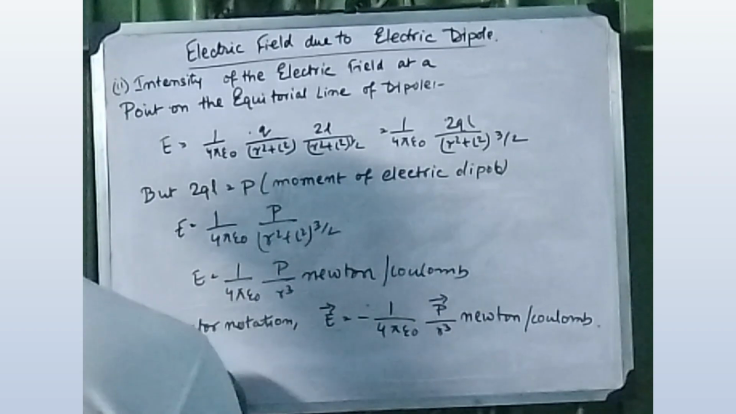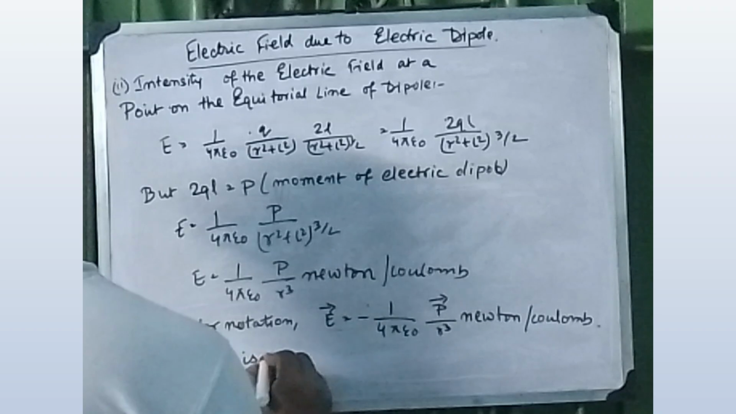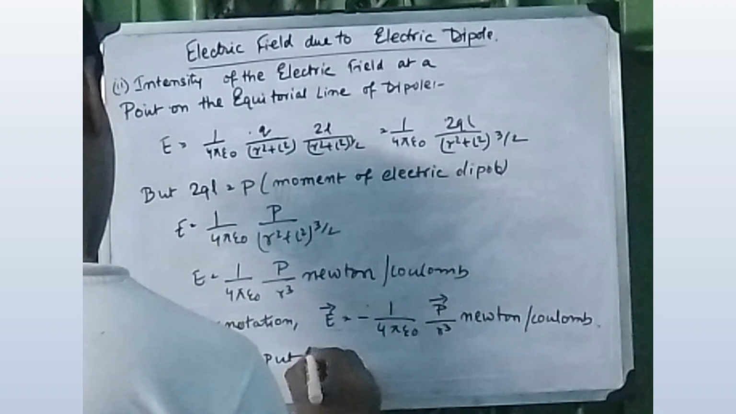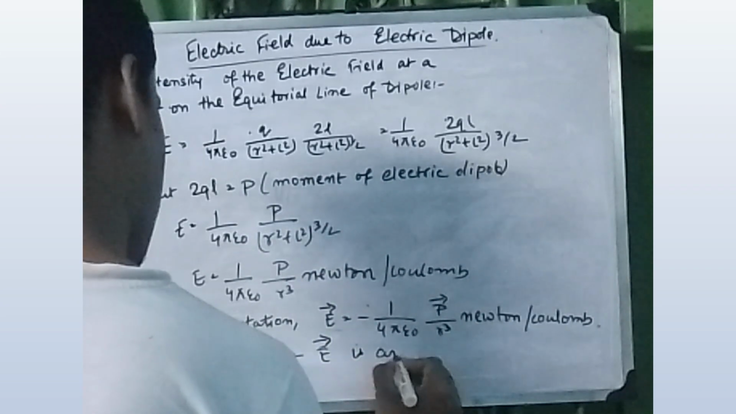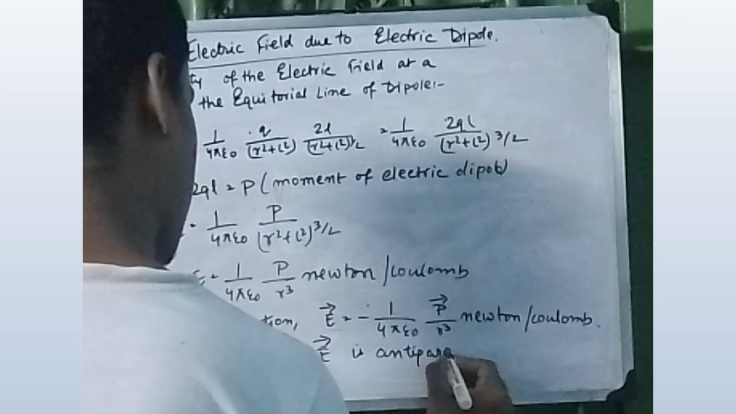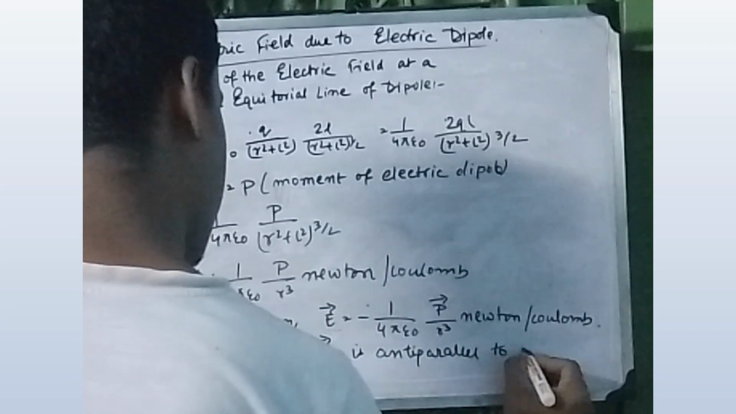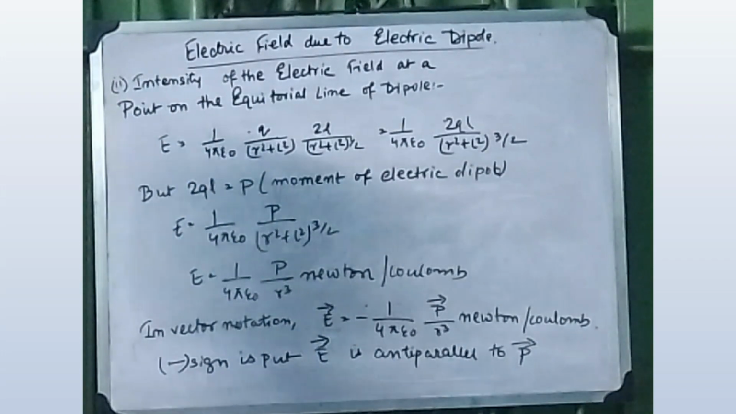Therefore, in vector notation we can write vector E equals minus 1 by 4 pi epsilon naught vector P divided by r cube Newton per Coulomb, because the vector E is anti-parallel to the moment P.